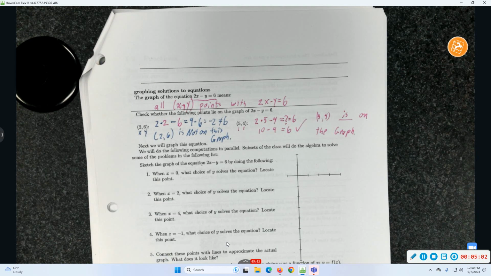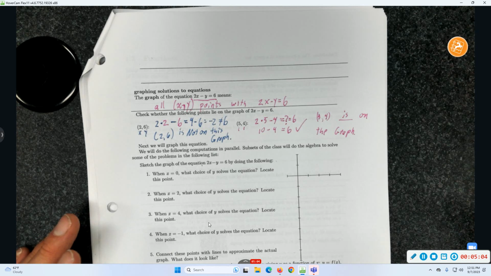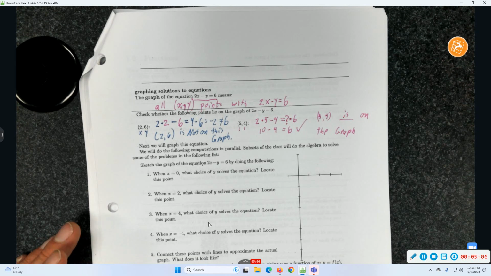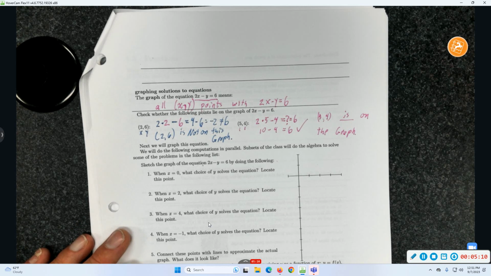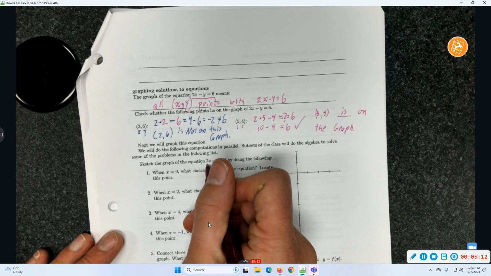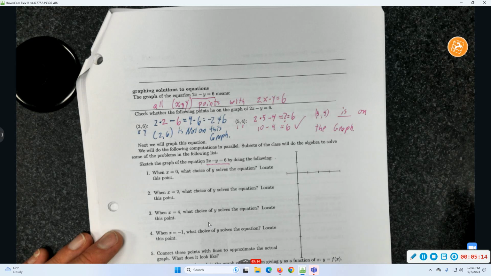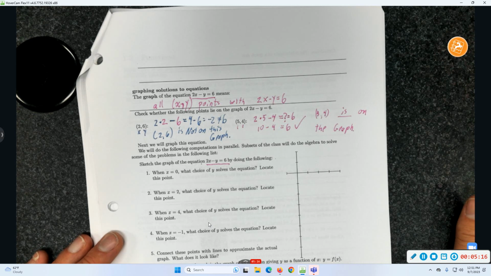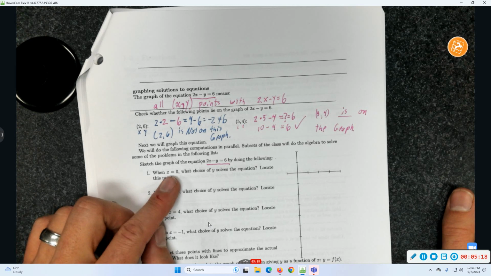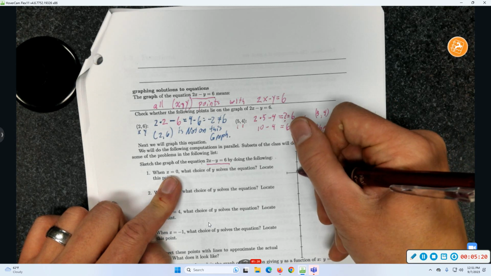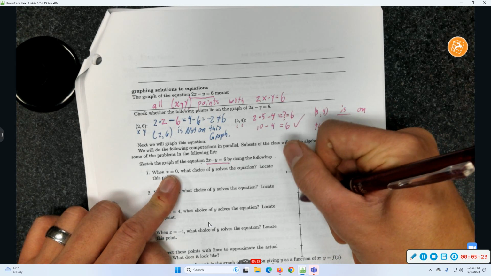So that's what it means to be on the graph of an equation, but how do you actually generate the graph of an equation? Well, one way to do it is just by finding enough points to get an idea what the graph looks like. So here's what we'll do. Here's one: 2x minus y equals 6. We can find y values that correspond to each x value. Let's plug in x equals 0. So this will give us, right, this whole vertical line is x equals 0.